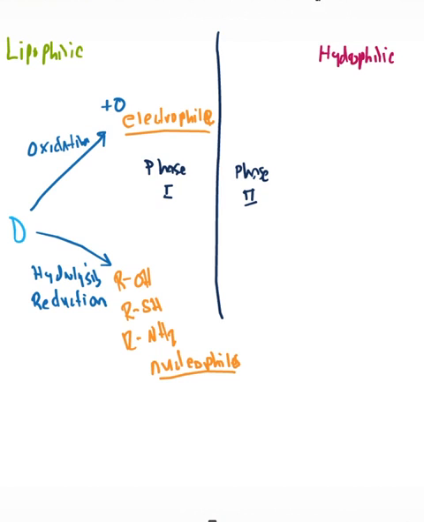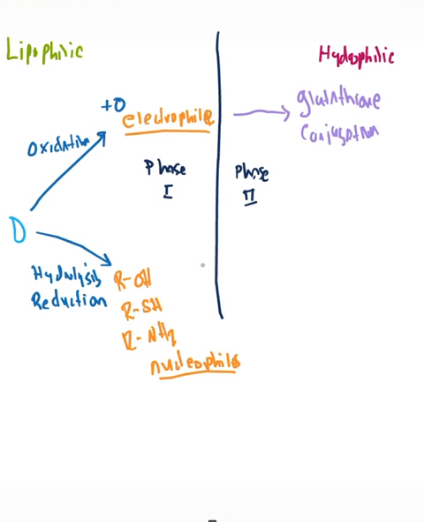And a primary way of doing that, and I'll just do a totally different color here. So a primary way of doing that with electrophiles is through glutathione conjugation. All right. That's one of the major ways that we can take care of these electrophilic metabolites that we've produced from whatever the substance is.